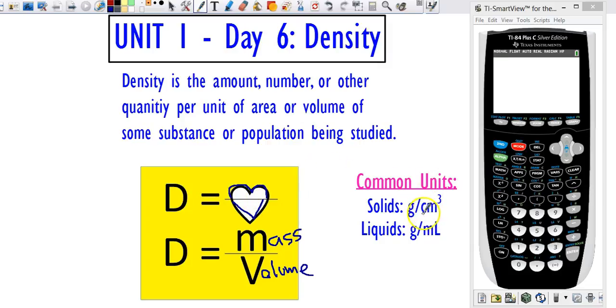Some common units we're going to be talking about are grams per cubic centimeter. Cubic centimeter is just the representation of volume in 3 dimensions. And also maybe grams per milliliter. The milliliter is equivalent to a cubic centimeter, but a lot of times we use milliliters for liquids and cubic centimeters for solids. There'll be some other units too as we do conversions, so just be on the lookout for those.